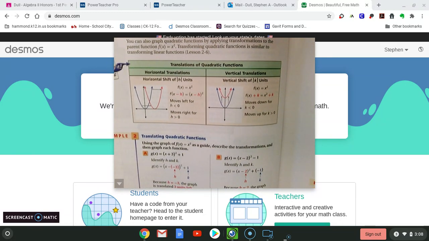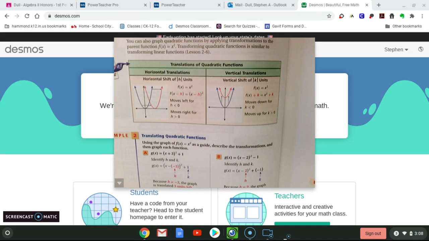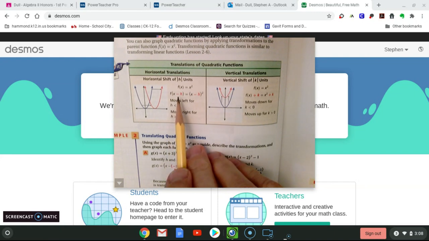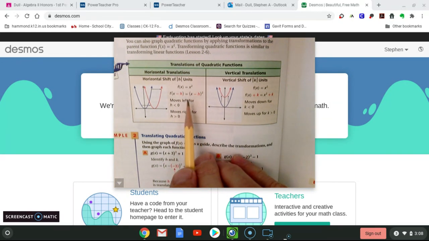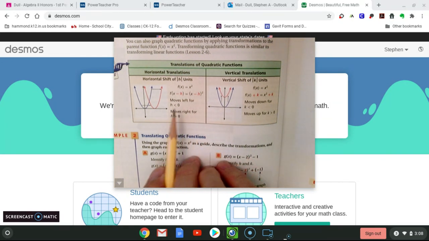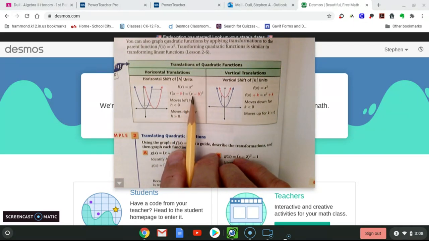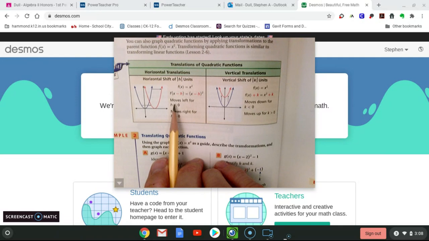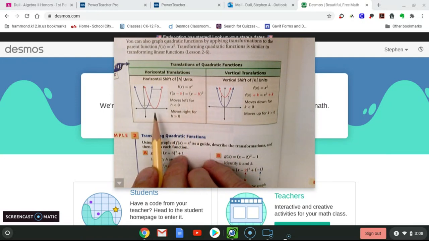So I'd like to take a look at a couple of translations, horizontal and vertical. So when we've got a function and we add or subtract something from the x value before we square it, so x minus h quantity squared, that has the effect of moving our graph left or right. Okay? If the h value is positive, it moves to the right. If the h value is negative, it moves to the left.